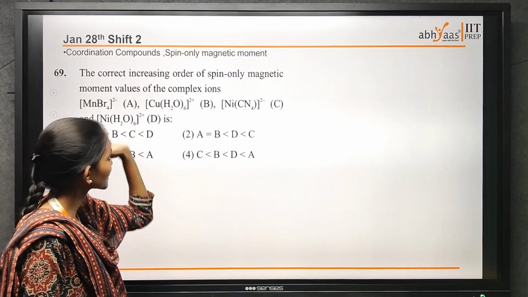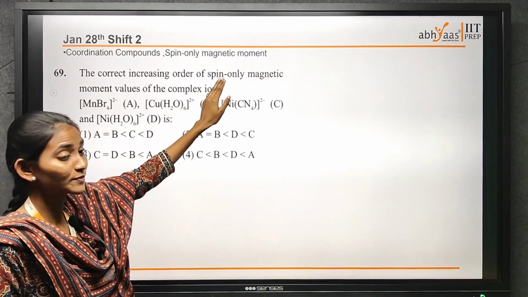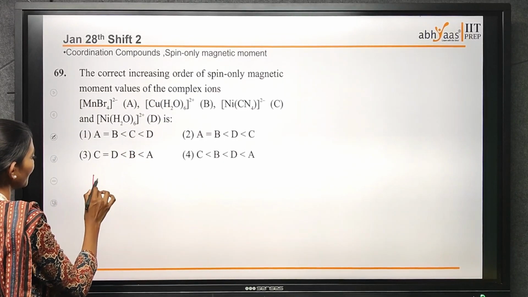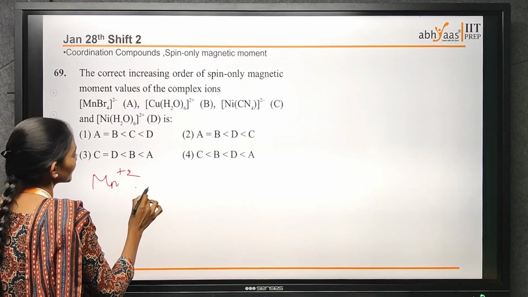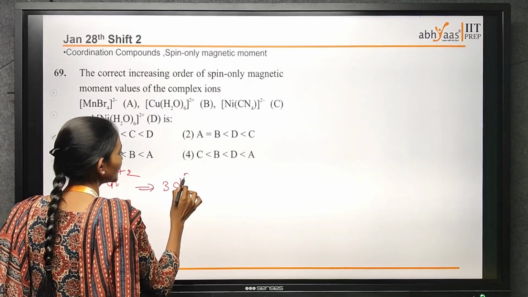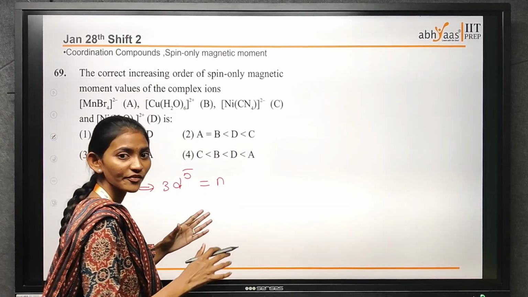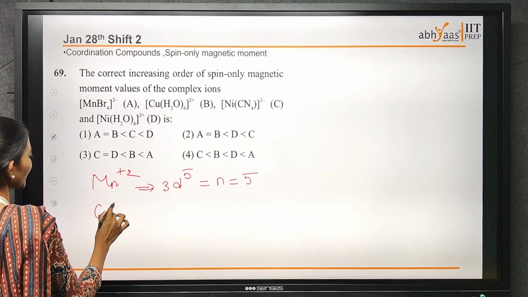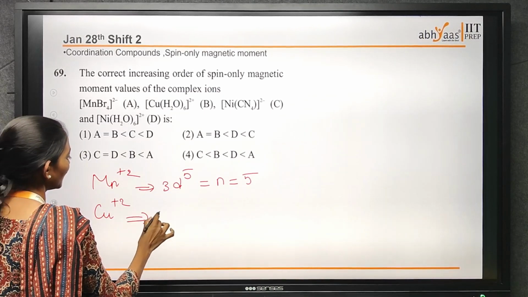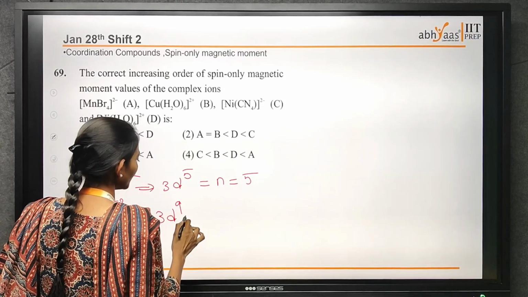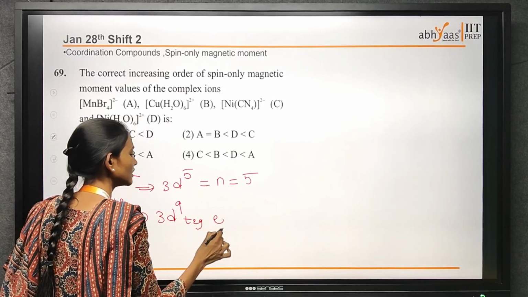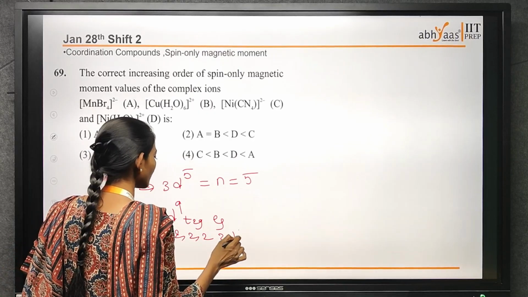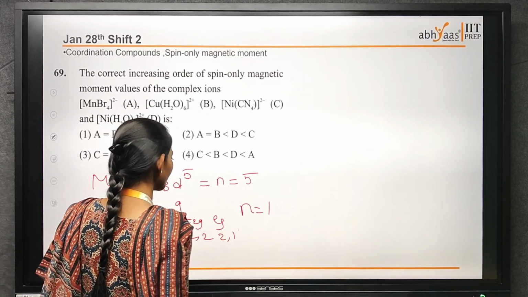This question is from coordination compounds. The correct increasing order of spin only magnetic moment values of the complex ions. We have Mn plus 2, that means 3d5, and the n value, the number of unpaired electrons, is 5. Coming to copper plus 2, that means 3d9, with t2g and eg filling 6 and 3, so n will be 1.